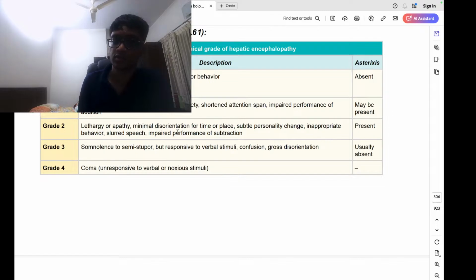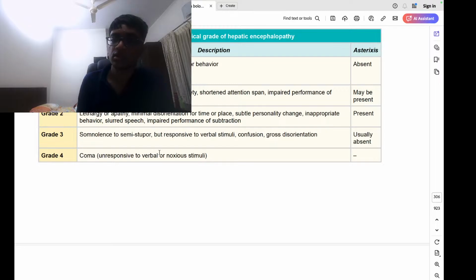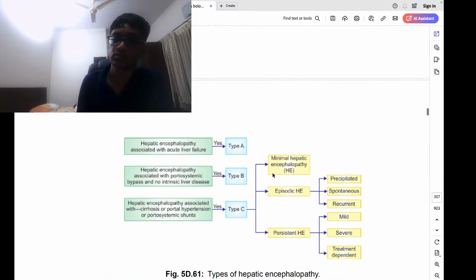Asterixis is present. Somnolence or semi-stupor, responsive to verbal stimuli, with confusion and gross disorientation, is grade 3. Asterixis is usually absent. Only in grade 2 is asterixis present, and grade 4 is unresponsive to anything.